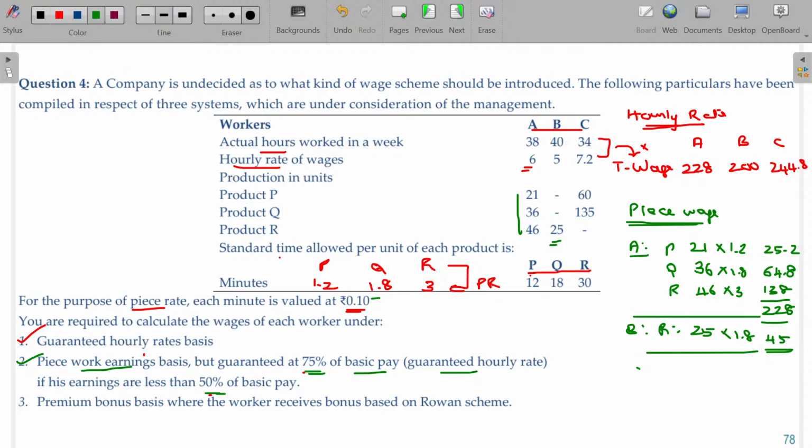In case of C, he has produced 2 different products, P and Q. He produced 60 units of P and 135 units of Q. The piece rate is 1.2 for P and 1.8 for Q. So 60 into 1.2 is 72, and 135 into 1.8 is 243. The total value is 315.